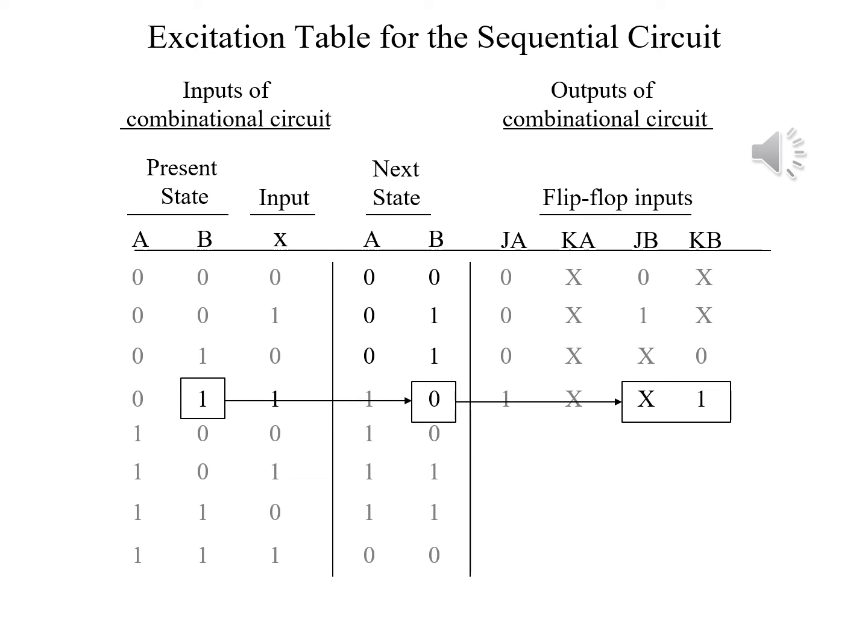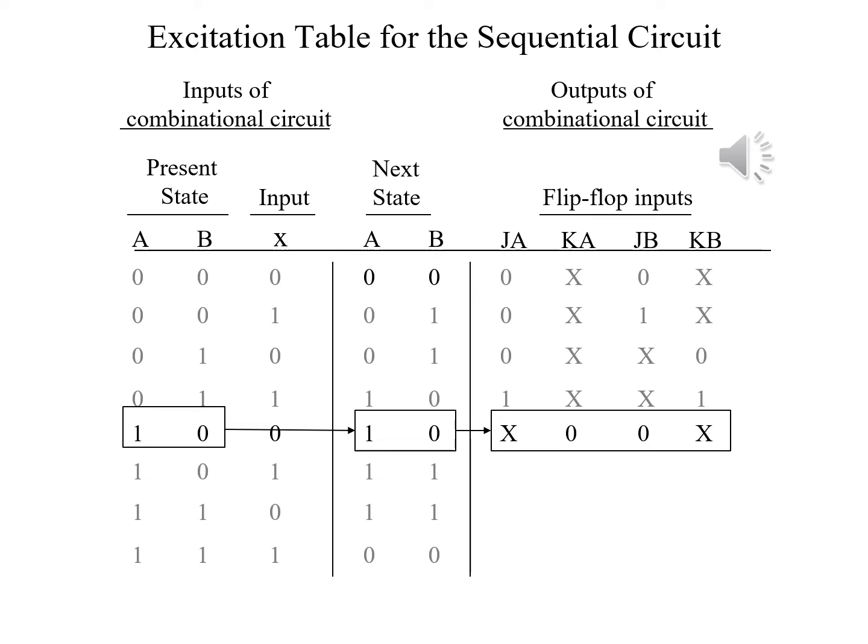As we move one more row down, again, we're starting with A and B being 0,1, but the input is 1. This will lead us to have A is 1 and B is 0. A going from 0 to 1 we have seen before, and that'll mean that for the A flip-flop, J is 1 and K is a don't care condition. But for the other one, if we go again to the excitation table for JK flip-flops, we'll see that as the value goes from 1 to 0, J is a don't care and K is 1.